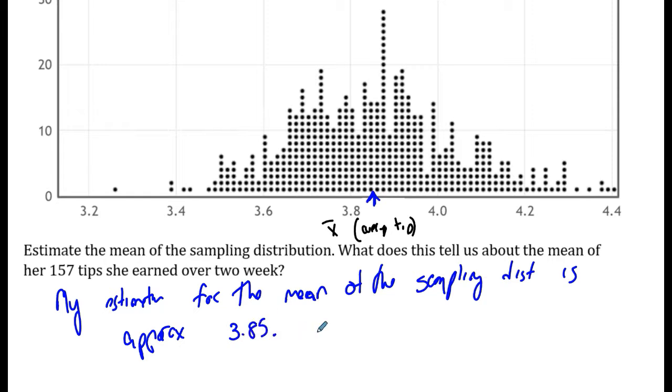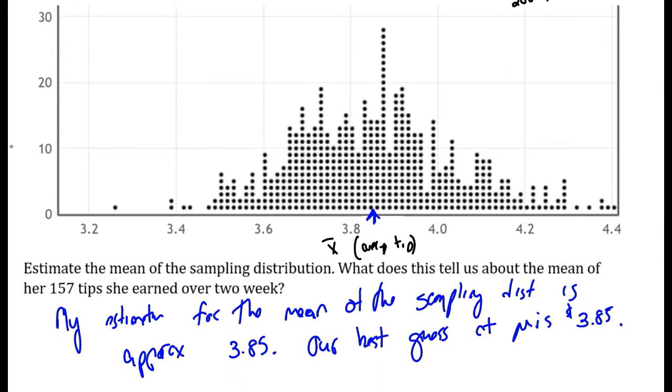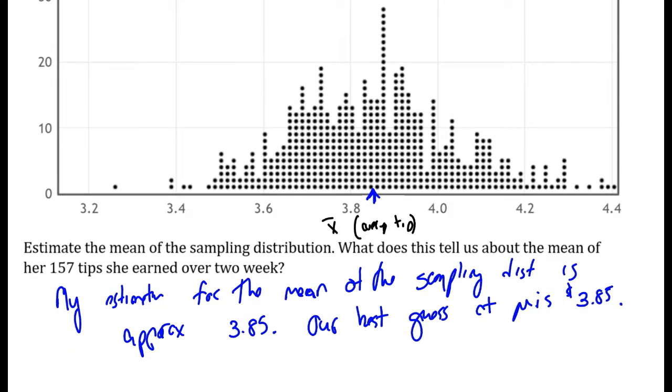Our best guess at mu, the population mean, is $3.85. Her average tip, our best guess for the true average tip, is $3.85. That's what this sampling distribution lets me say. The mean of the sampling distribution, the mean of our simulations here, is our best guess at that population parameter that we're investigating.